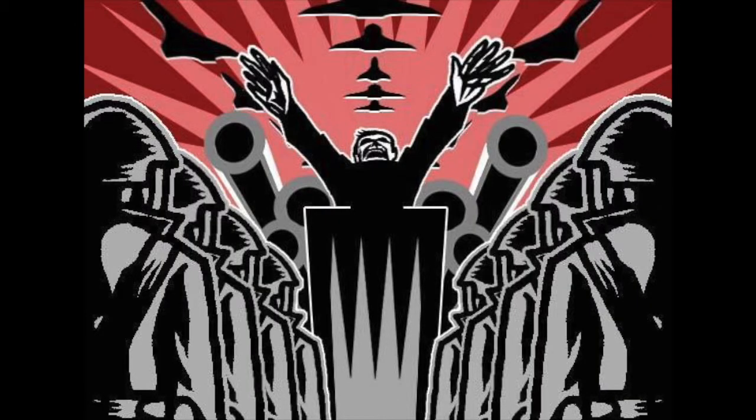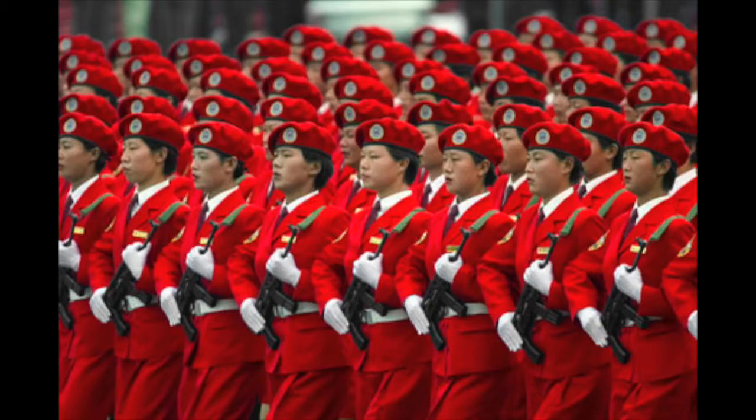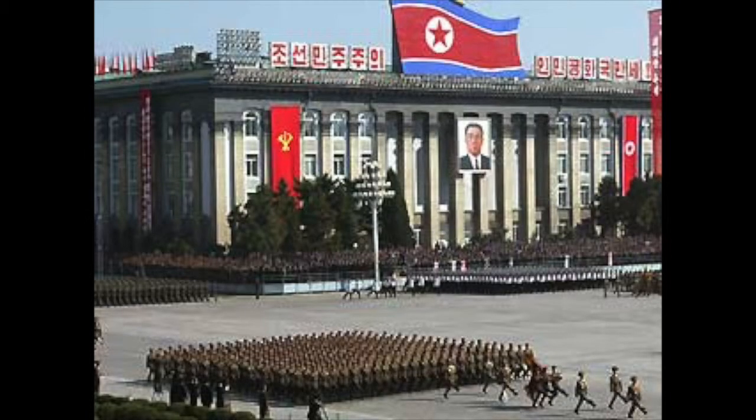Going from one extreme to another, we have command economies, which are almost the definition of total control, with classic examples being Soviet Russia, Communist China, and North Korea. Not many people actually know what a command economy really is. A command economy can be classified by these main characteristics.